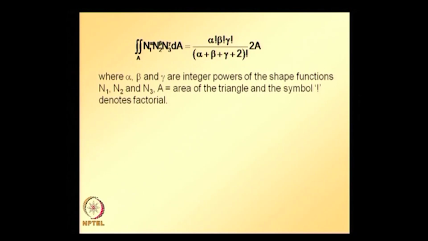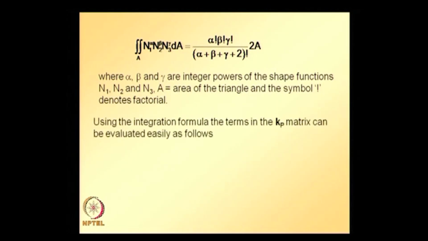So, using this formula we can evaluate each of the components of the Kp matrix. Using the integration formula, terms in the Kp matrix can be evaluated here. For two terms the details are shown. Integral n1 squared over the triangular region we can rewrite as n1 power 2, n2 power 0, n3 power 0, because any number raised to power 0 is equal to 1. So, now alpha is equal to 2, beta is equal to 0, gamma is equal to 0.